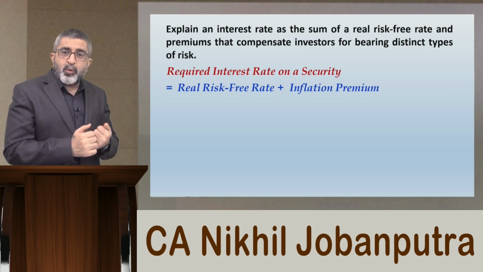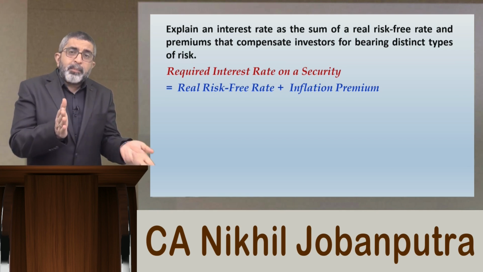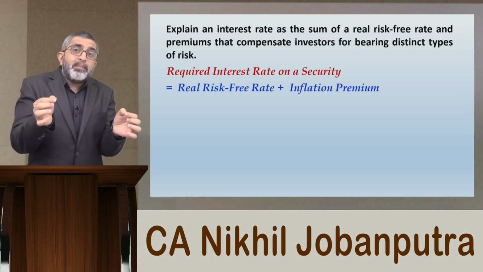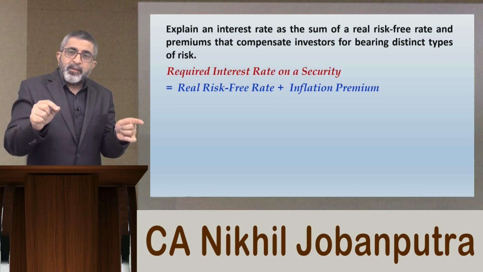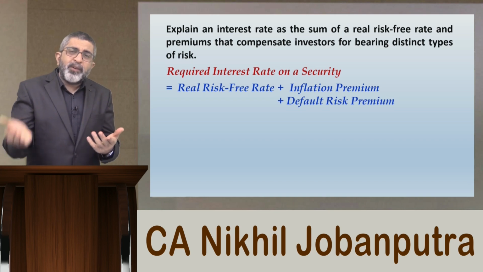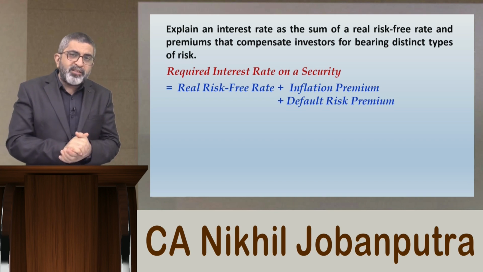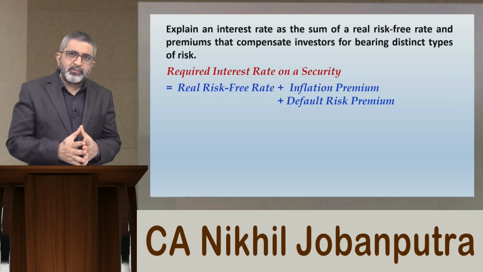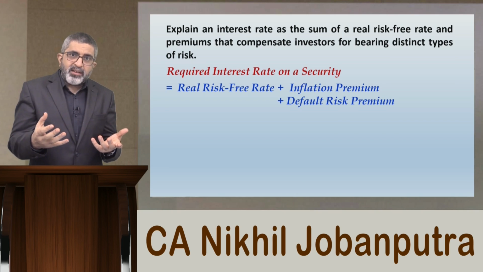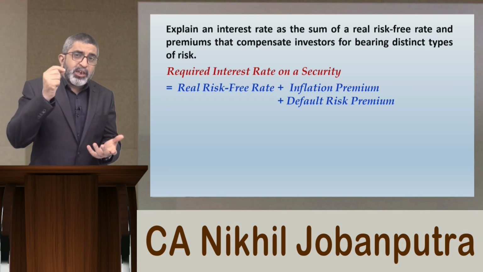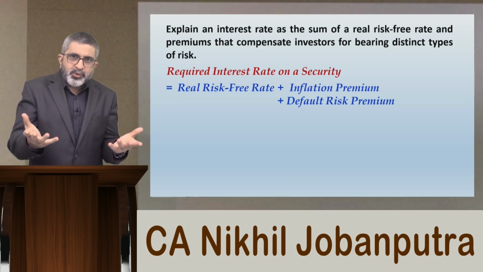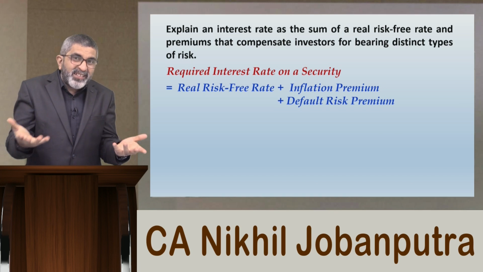So you can see over here what I have written: real risk-free rate plus inflation premium will give you the inflation adjustment. The rate will become the nominal risk-free rate, but it is still a risk-free rate, so risk adjustment will be required. So we first add the premium towards default risk. What is the risk of default? It is assumed that a bond issued by the US government is not going to default. That is an assumption, and that is why we consider that as risk free.